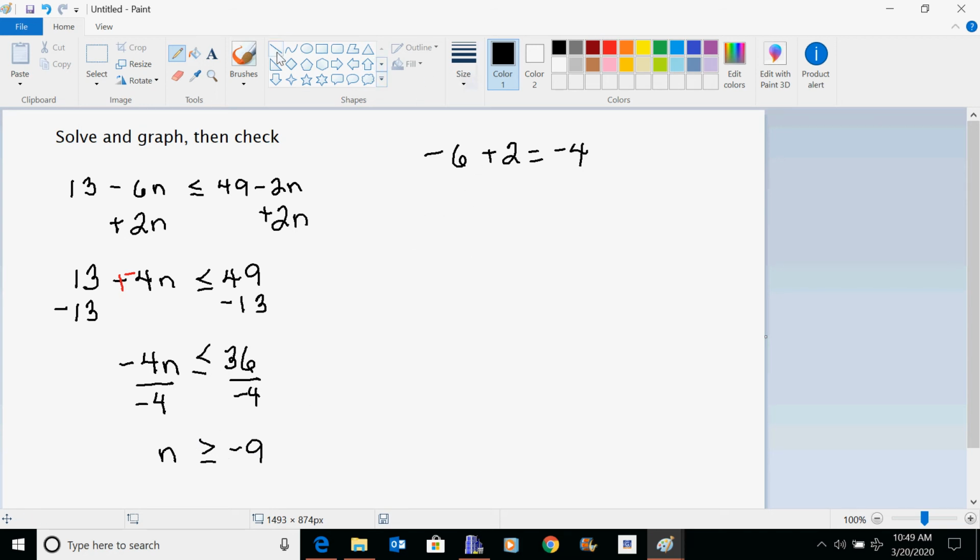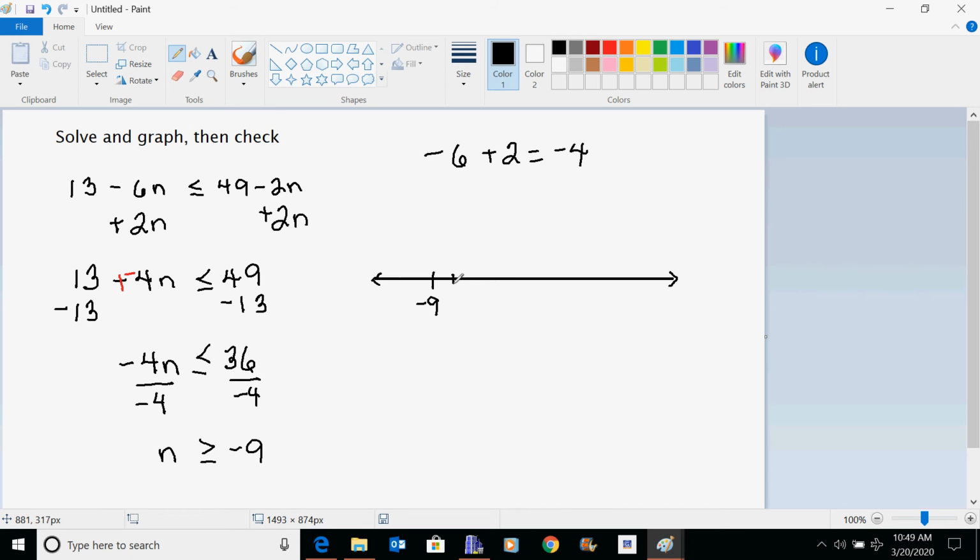I want to graph it. It says solve, graph, and check. So we're going to graph this thing. We make our number line. Now here's an interesting thing. I notice that it says n is greater than or equal to -9. I'm going to put in all of the little slashes all the way up here because I want you to see something.